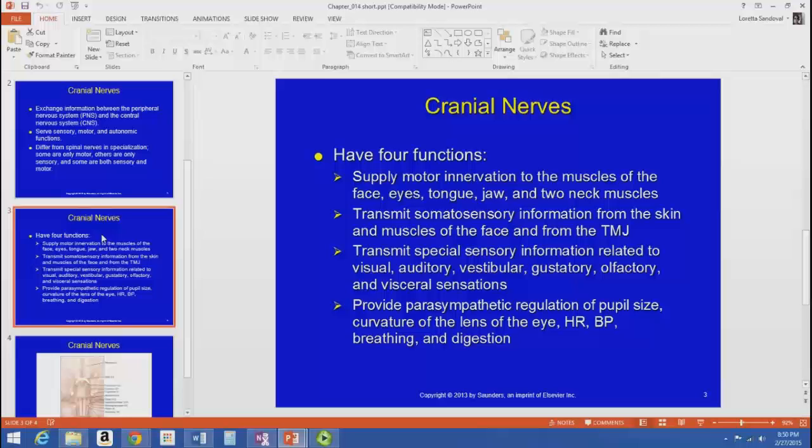Some of them transmit what we call special senses, special sensory information related to visual, auditory, vestibular, gustatory, which is taste, olfactory, which is smell, and visceral sensations. A lot of the visceral sensations are carried on the vagus nerve, and that's a big part of the autonomic nervous system. Its major autonomic function is it provides parasympathetic regulation of pupil size, lens curvature, heart rate, blood pressure, breathing, and digestion. And a lot of that, again, is cranial nerve number 10, the vagus nerve.